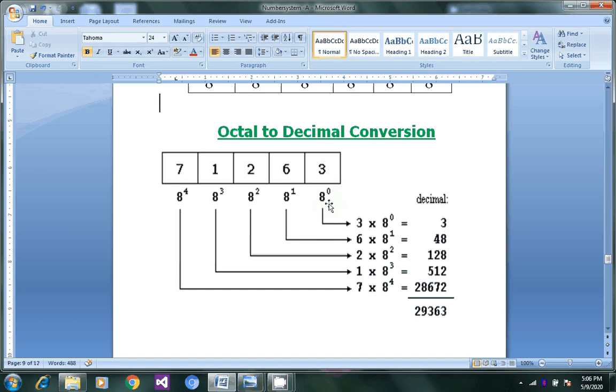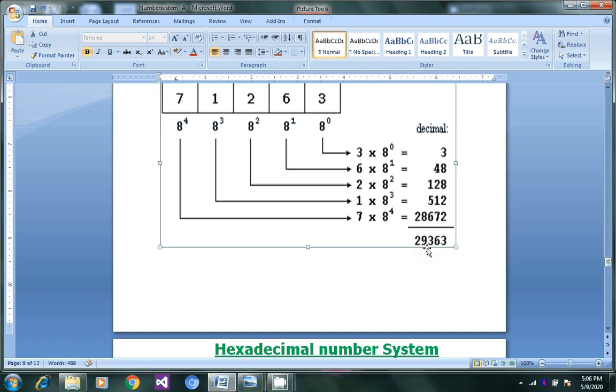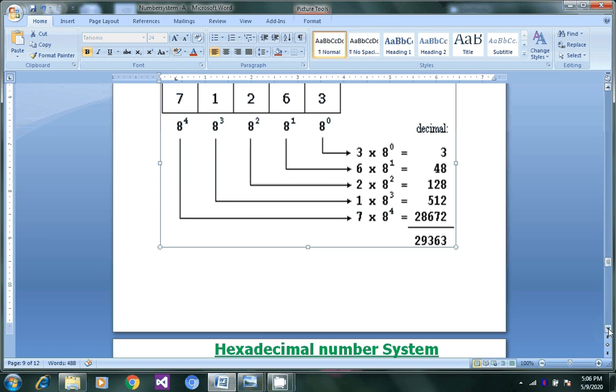3 into 8 to the power 0, 6 into 8 to the power 1, 2 into 8 to the power 2, 1 into 8 to the power 3, 7 into 8 to the power 4. All of you see this. On adding 3, 48, 128, 512 and 28,672, you get this number, 29,363. That is, 71263, the octal number, when converted to decimal becomes 29363. So it is all about octal to decimal conversion.